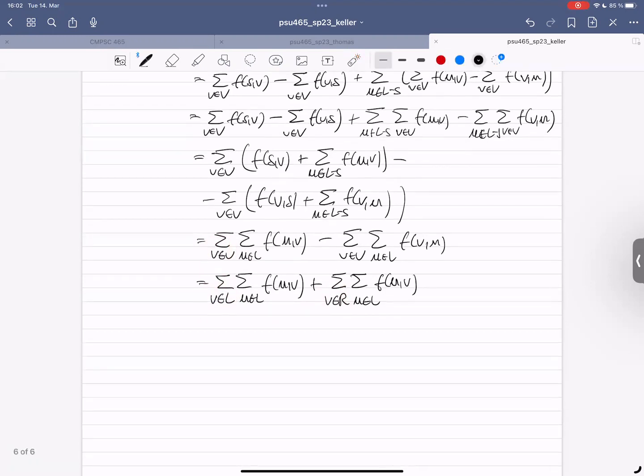And I do the same thing for the remaining sum. So I'm saying this is minus, on the one hand, we have everything from L, so V in L, U in L, FVU, minus, and now all other vertices in R, FVU.